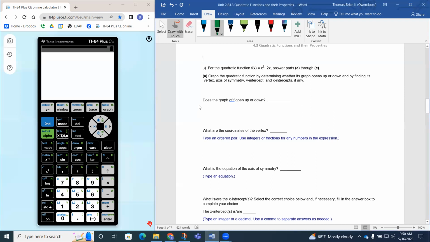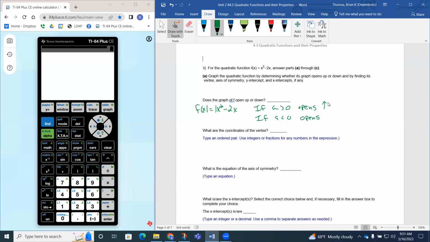So if I look at this function, f of x equals x squared minus 2x, the coefficient of the quadratic term is a 1. A lot of times the coefficient of x squared is defined by the variable a. So if a is positive, in other words, if a is greater than 0, the graph is going to open up. If a is negative, in other words, if a is less than 0, it's going to open down.